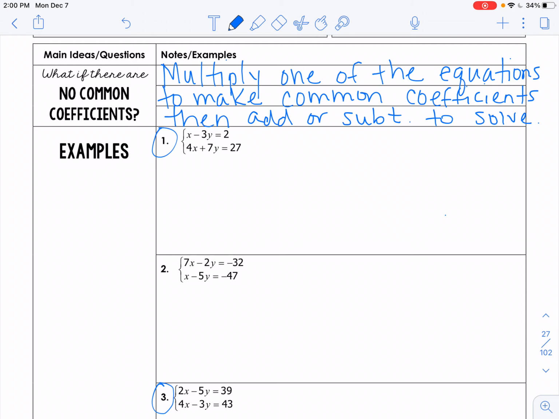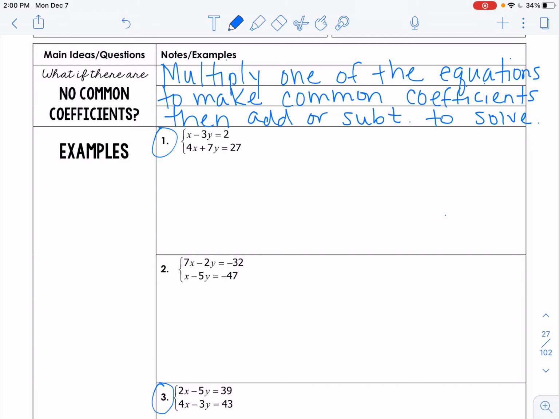Okay, so the first thing you want to do is write down what if there are no common coefficients. This is what we do. We multiply one of the equations to make common coefficients, then add or subtract to solve. Okay, so go ahead and pause if you need to and write that down.